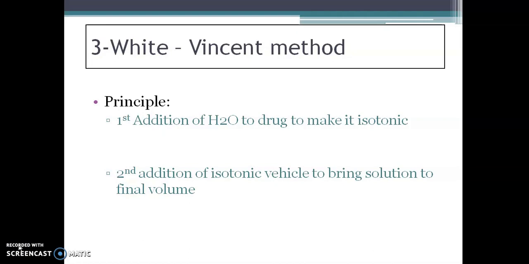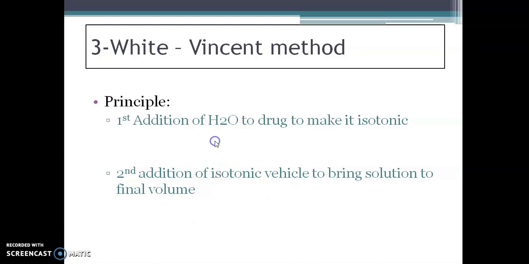Now class 2 method. In class 2 method, the first method is the White-Vincent method. In this method, water is initially added to the drug solution to make it isotonic, and the final volume is then adjusted by using isotonic buffer dilute solution. This method is based on two steps. First, addition of water to the drug to make it isotonic, and secondly, addition of isotonic vehicle to bring the solution to final volume.